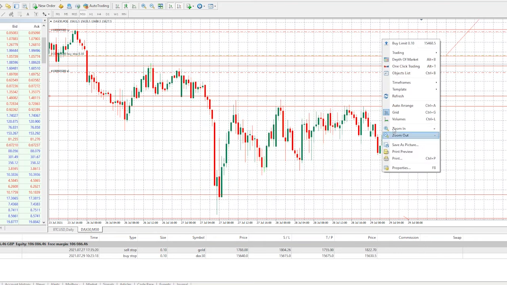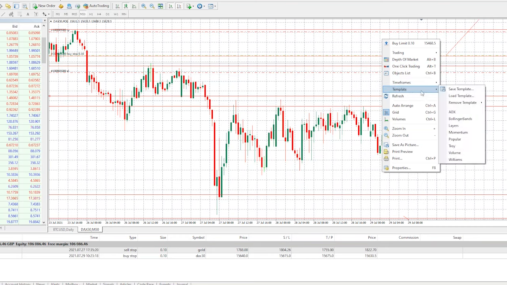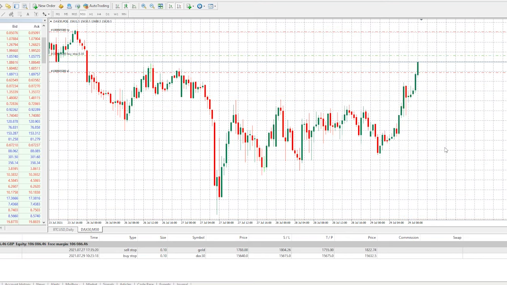Then you can right click and set it as a template. Template, save as, and I saved my template with my name, Troy. So if I put a different template, it'll have different colors. I can go to the template name here. These were there by default on the platform, and they have different colors and different indicators. I like just a plain chart that looks just like what we're looking at right now.